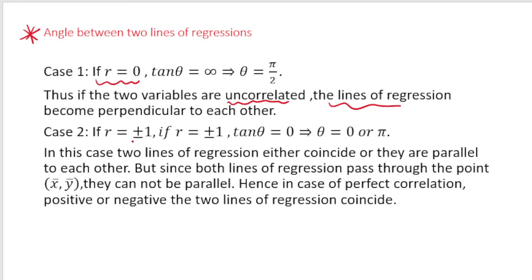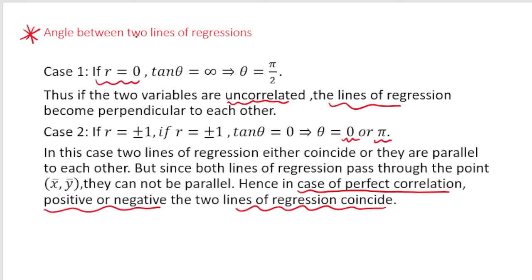If r is plus minus 1, in that case the angle between the two lines of regression is either 0 or pi, but we know that two lines of regression can't be parallel because they intersect at the point x bar comma y bar. So in case of perfect correlation, positive or negative both, the two lines of regression coincide, meaning they lie over each other.